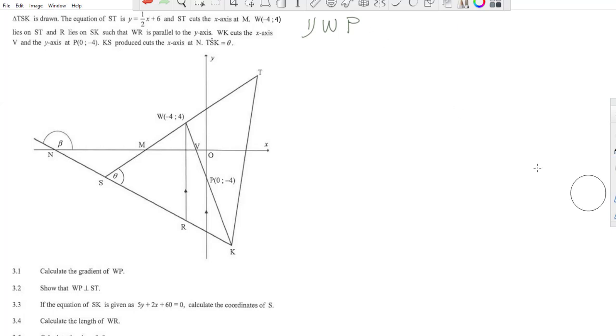As they say, the gradient of WP, you have to know the coordinates of W, which is minus 4 with 4, and P, which is 0 and minus 4. So this will represent x1, y1, x2, and y2. Or we can even reverse it, so this can be x2, y2, and this x1, y1. You get the same answer.